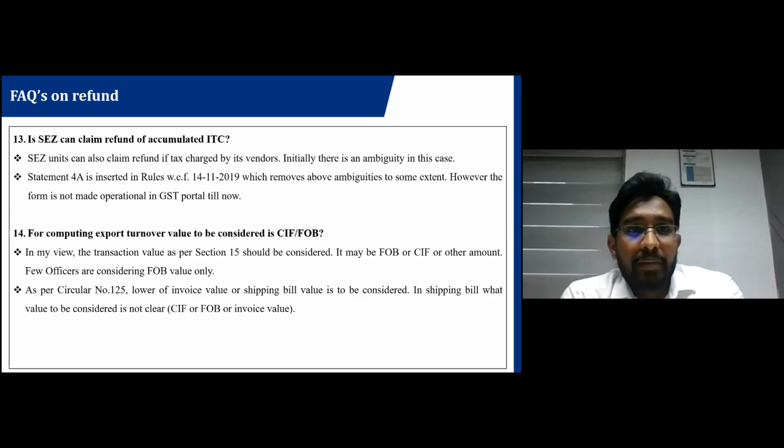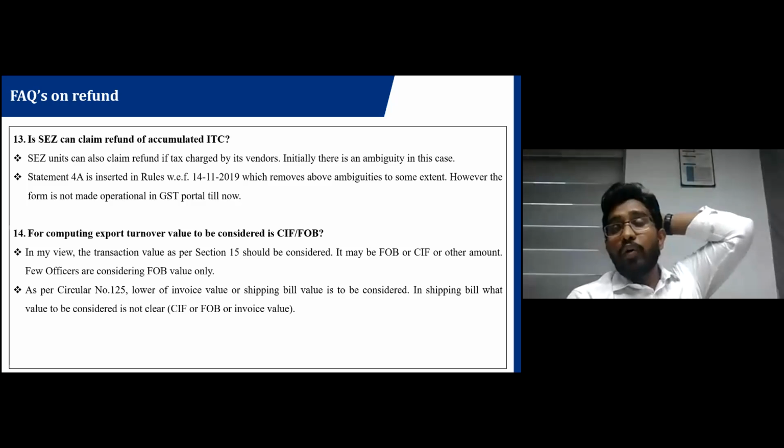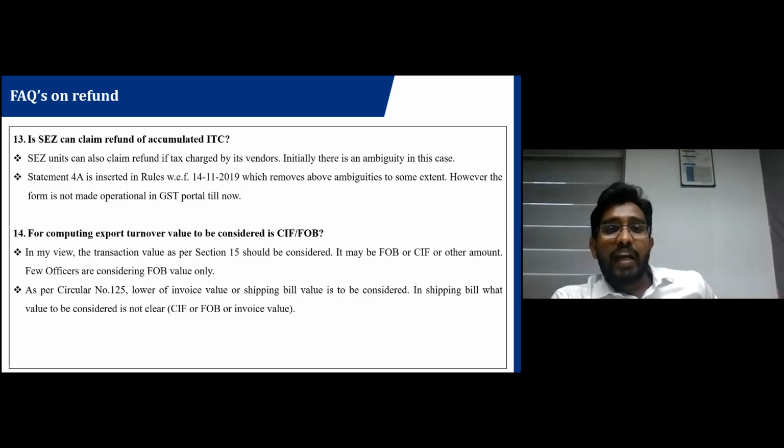Can an SEZ claim a refund of accumulated ITC? Initially, there was an ambiguity, and even officers did not allow SEZs to claim refunds, since all the supplies by you are zero rated only. Now, how can you claim a refund? There is no restriction under the GST Act. Even an SEZ can claim a refund under the export without payment category or with payment category, it is their wish.